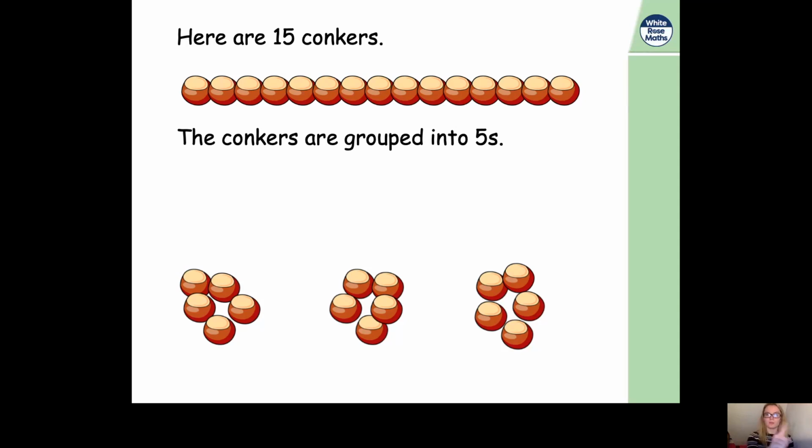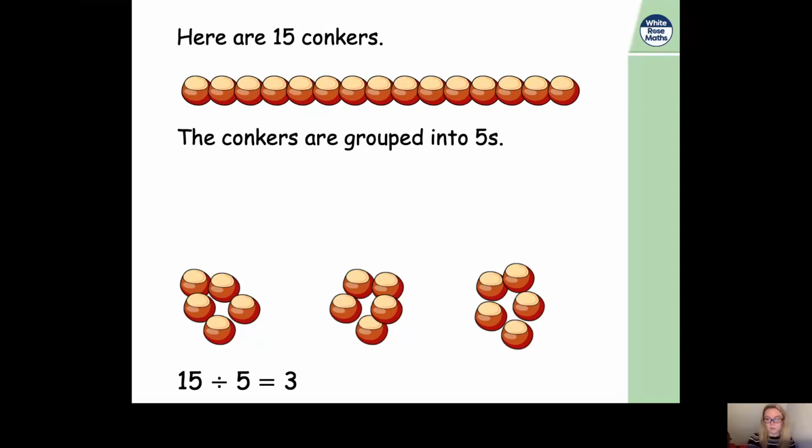Okay, so I've got my 15 conkers at the top, and this is what it looks like when I put them into groups of 5. And how many groups do I have? Yes, I have 3 groups. So I can write the division number sentence 15 divided by 5 equals 3, because I started with 15 conkers and I put them into groups of 5.